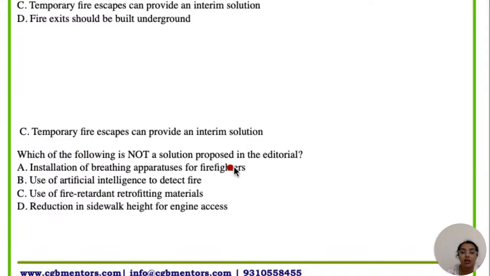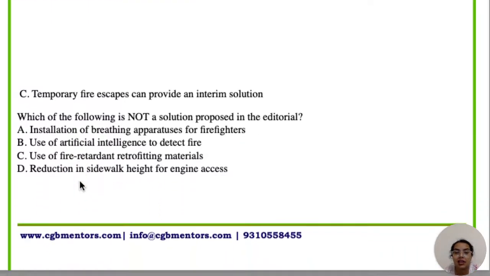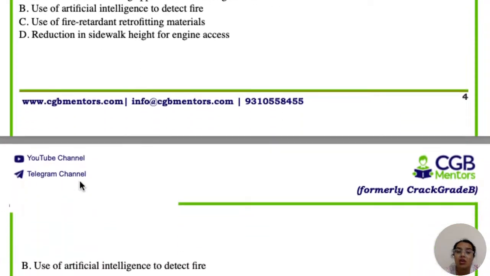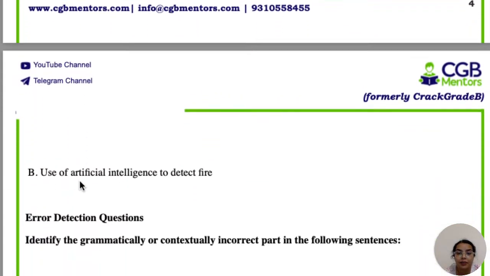Which is not a solution proposed in the passage? Installation of breathing apparatus, this is mentioned, that means it is not my answer. Use of AI, this is the answer because this is actually not mentioned. Fire retardant retrofitting is mentioned. Reduction in sidewalk height is again something that is mentioned. So B is not mentioned, hence that was our answer.